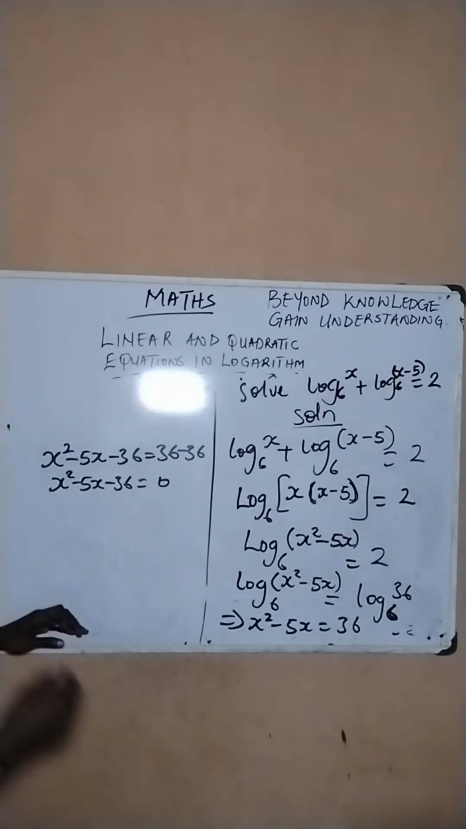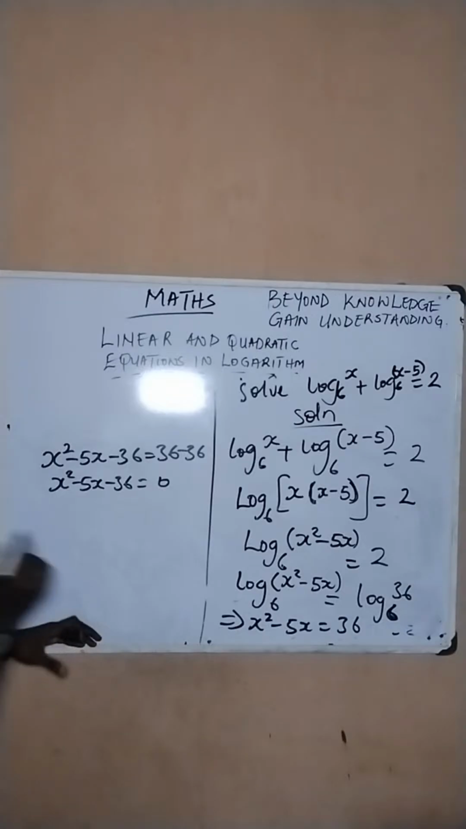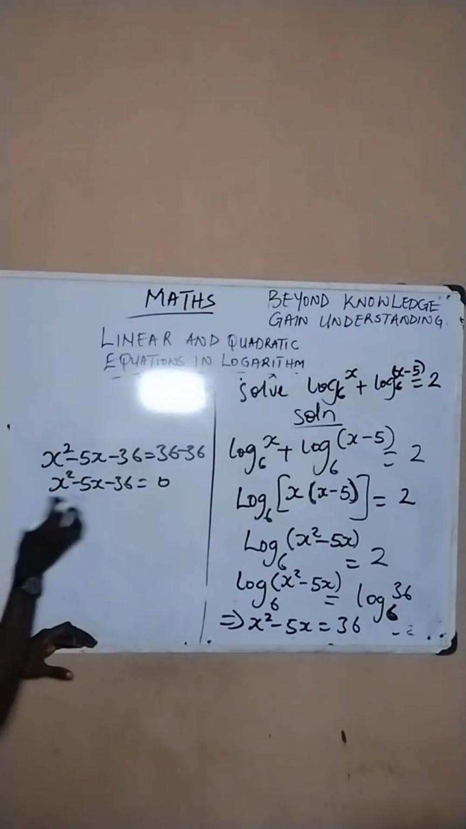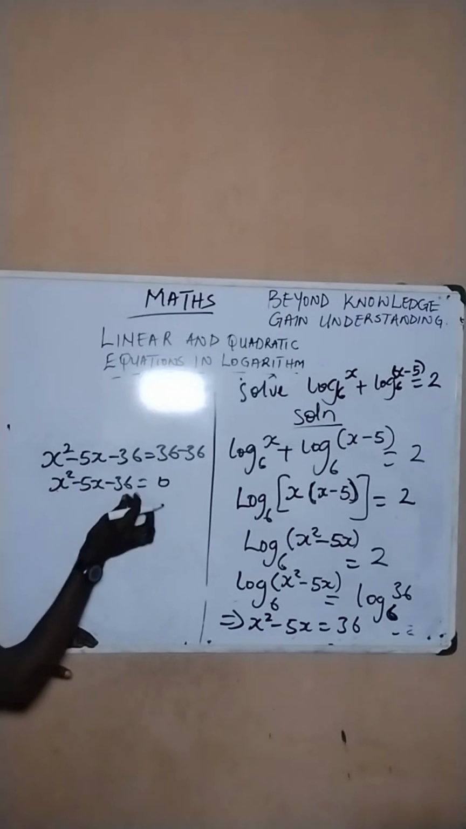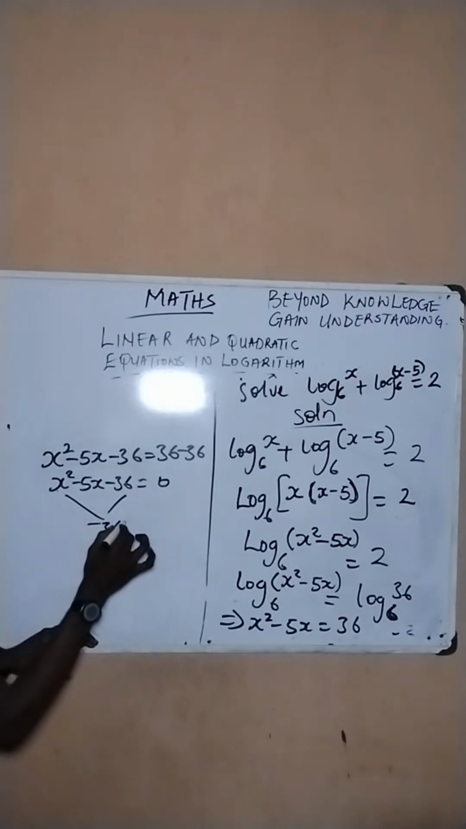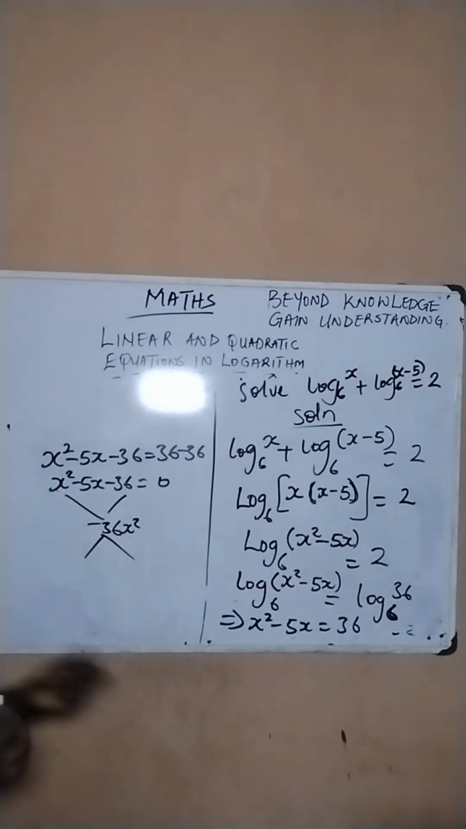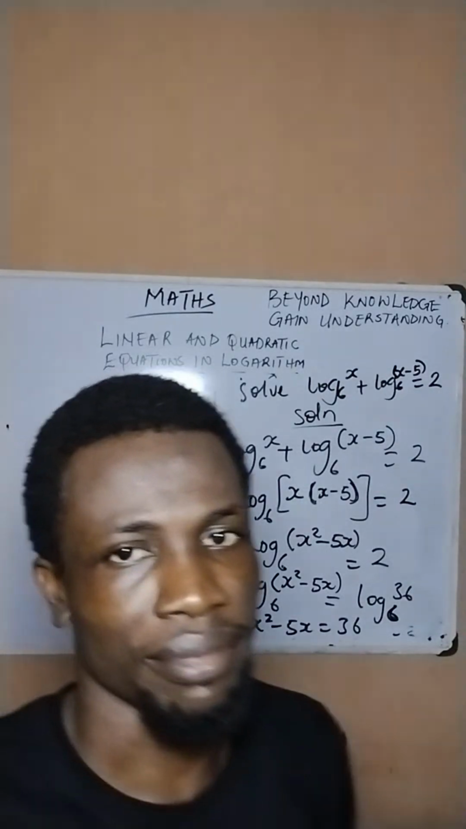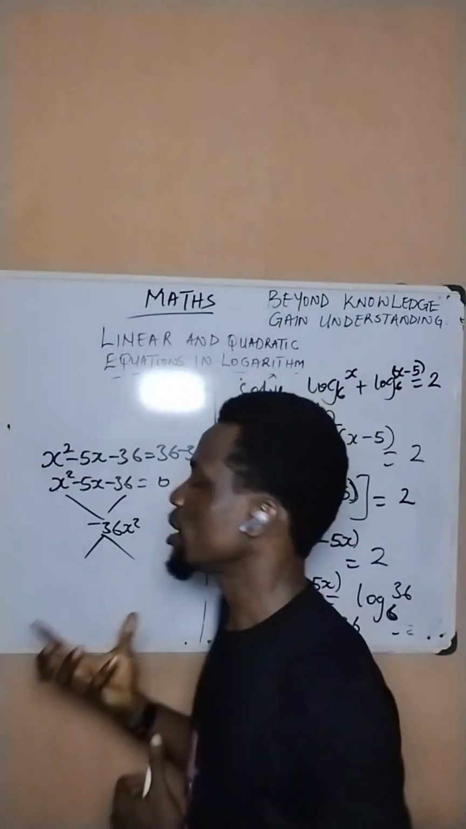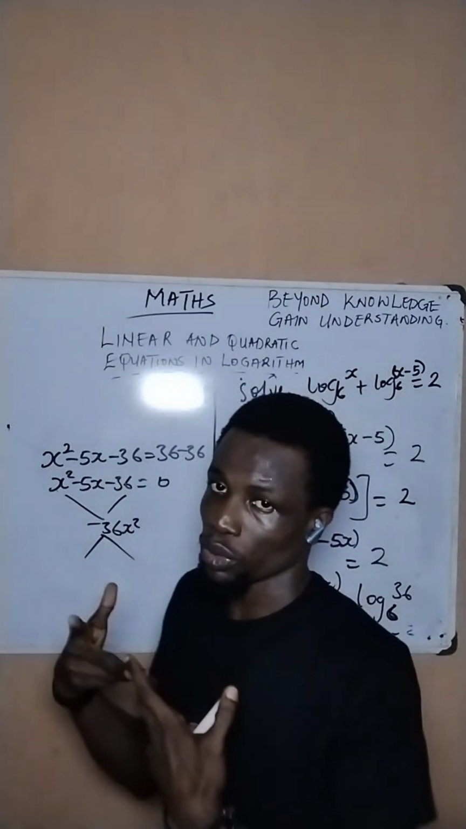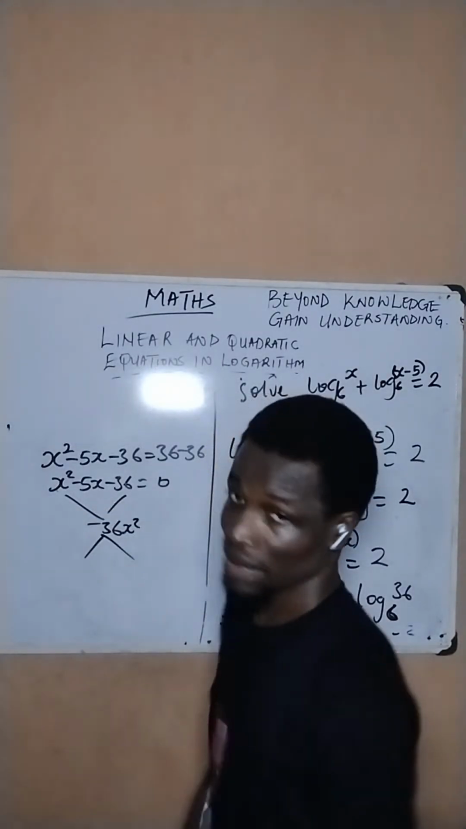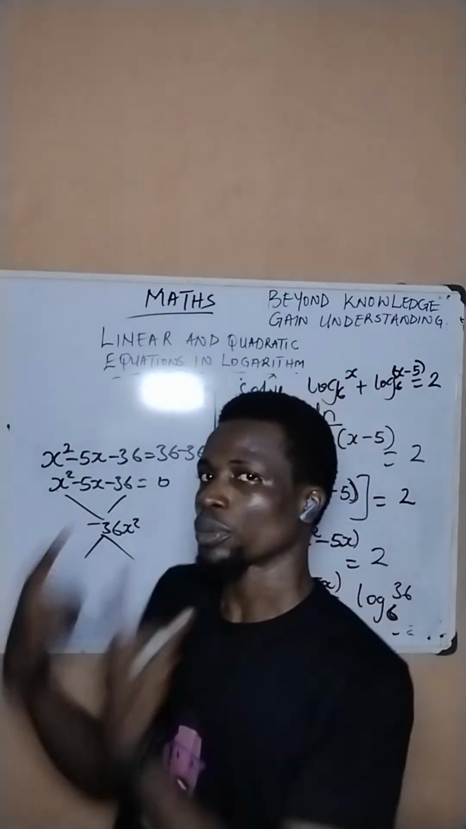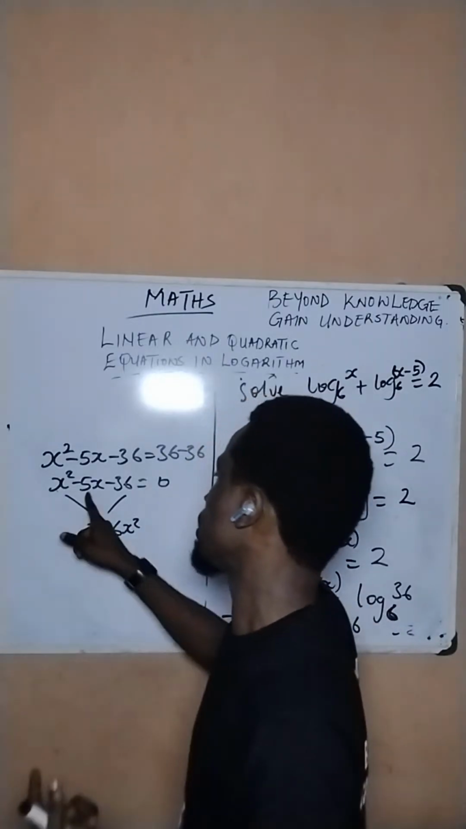Now that I've gotten to this point, how do you apply the factorization approach to solving a quadratic equation? It's quite simple. Take the first term and the last term, and multiply them together. So it's the same as x squared multiplied by negative 36. That will give us negative 36x squared. Now find two factors of negative 36x squared, so that if you multiply those two factors together, it will give you negative 36x squared, and if you add these factors together, it will give you negative 5x.